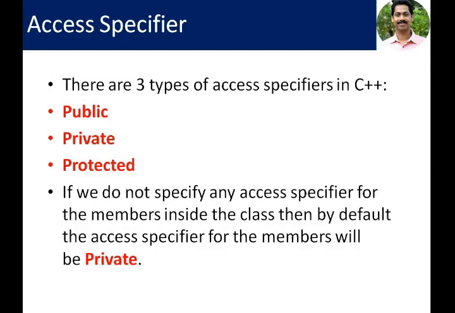If we do not specify any access specifier, it will be treated as private. Whenever we are defining a member function or member variable, there must be an access specifier, and the access specifier may be omitted, and in such a case it will be treated as private. Private means it can be accessed only inside the class. So public and protected can also be used as access specifiers.